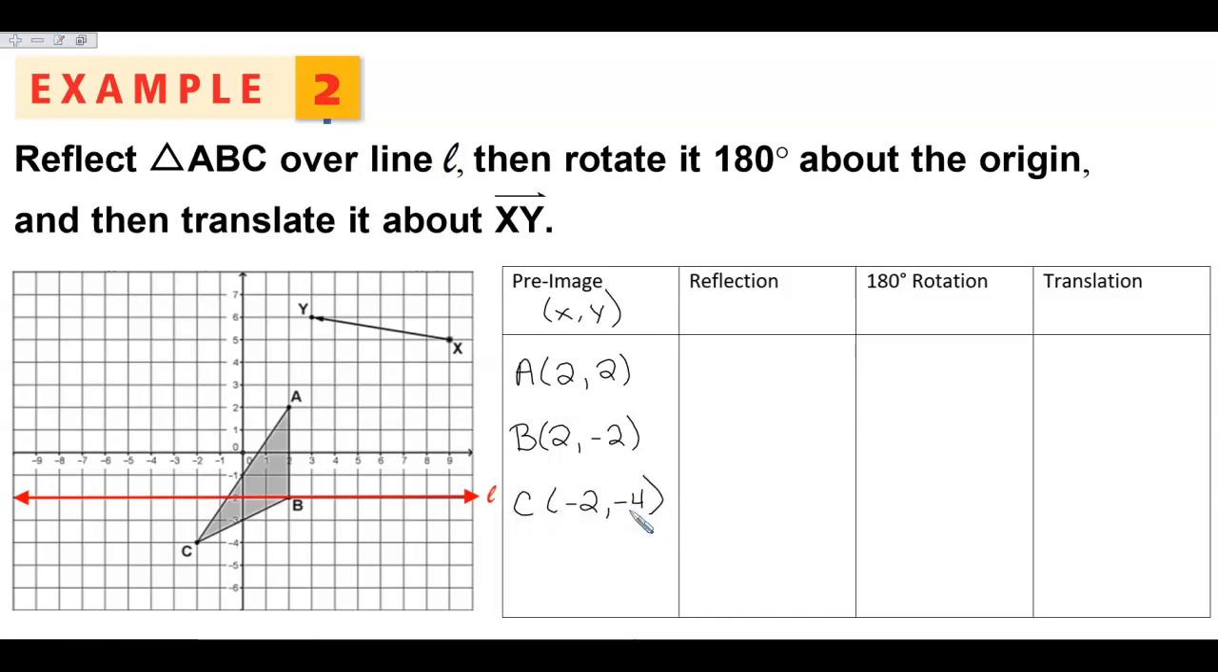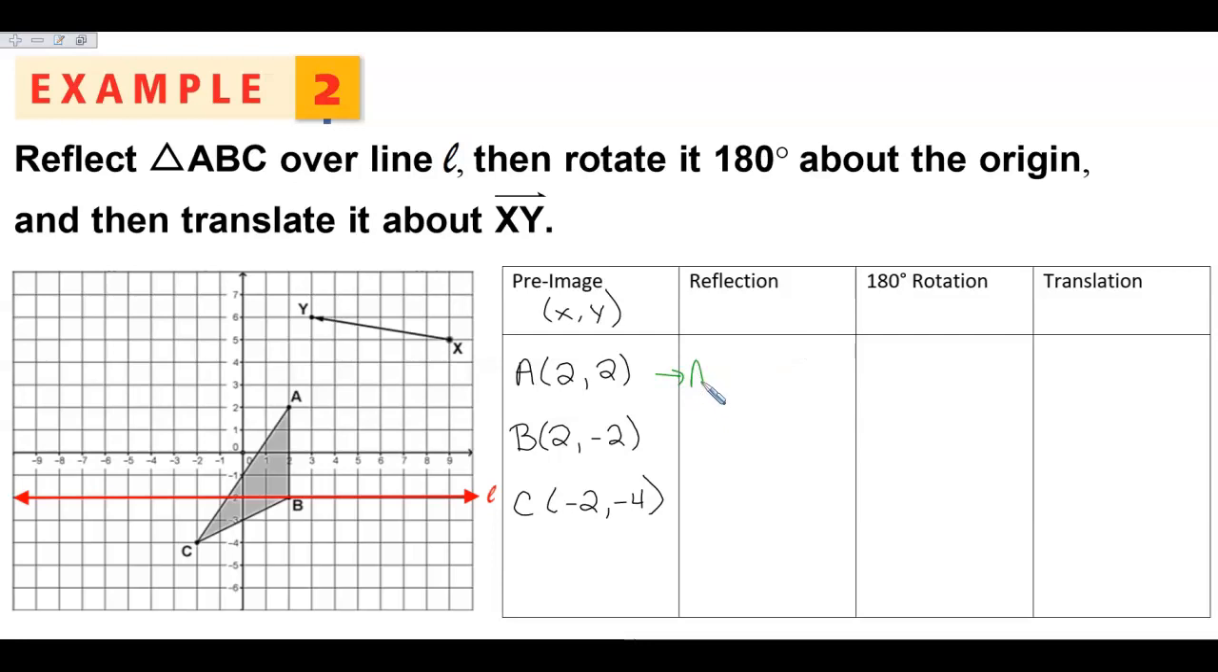Anytime we're doing multiple transformations, one of the easiest ways to keep track of everything is to put it in a table. You can do what I've done here. We're going to write the rule up here underneath, so that we can keep track of what our images are doing a little bit easier. The first thing I want to do is reflect over the line L. Because line L is not y = x and it's not one of our axes, we don't really have a rule for this. So we're just going to count.